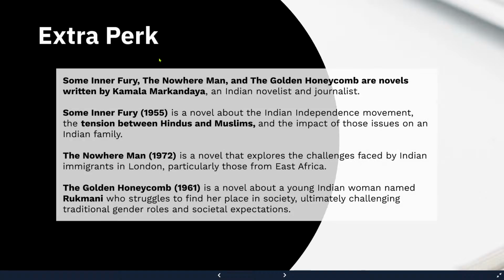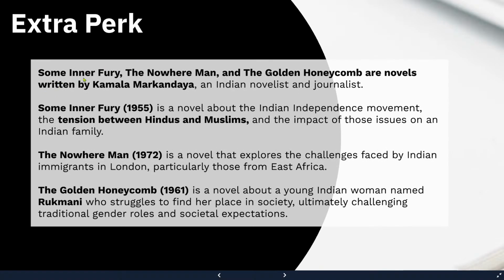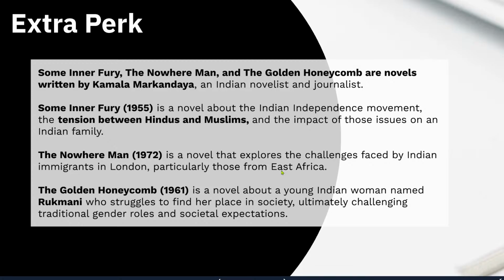And we have an extra perk for it, that Some Inner Fury, The Nowhere Man, and The Golden Honeycomb are novels written by Kamala Markandeya. So Some Inner Fury, published in 1955, is about tension between Hindu and Muslim. And The Nowhere Man, 1972, is a novel which explores the challenges faced by Indian immigrants in London, particularly those from East Africa.